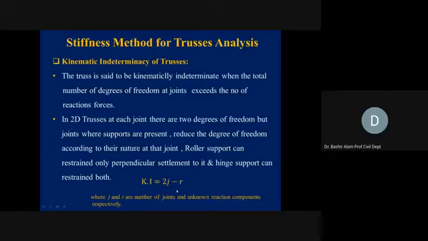We assume there is no reaction now. 2J means there is no reaction. But when we look at the support conditions, when reactions are coming, we deduct those from 2J, and we get the total kinematic indeterminacy of the pin jointed frame. So where J and R are the number of joints and unknown reaction components respectively. So 2J minus R will give you the degree of freedom of the structure.